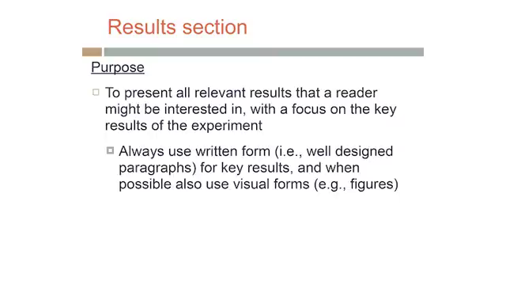Now, it's very important to remember that this is a written report. That means it's written form. That means sentences and paragraphs. So always use written form. Carefully design your paragraphs to convey the information to the reader. Now, in the case of a results section, it can be very helpful to also use visual forms. So create a table, rows and columns that present data to the reader, or usually better, a figure like a graph that shows the data that was collected, the results that were obtained.